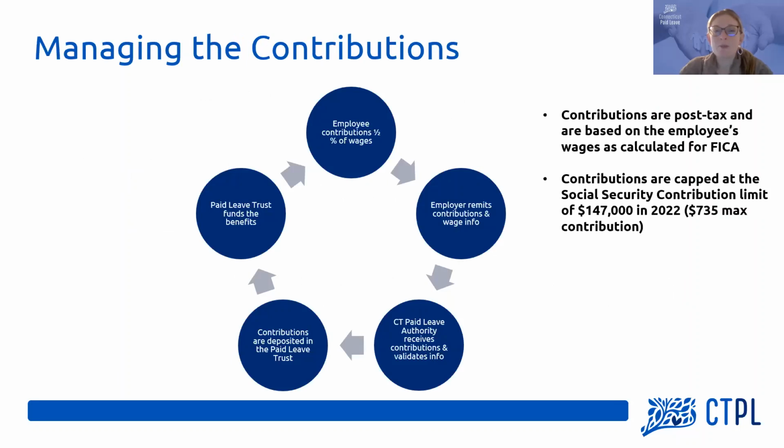Now, I mentioned that employers take a contribution of 0.5% of wages from employee paychecks. Those contributions are post-tax and they are based on the wages as calculated for FICA. And the contributions are capped at the Social Security limit, which has just gone up to $147,000. So that means that regardless of what someone makes over $147,000, they would never contribute more than the maximum, which works out to be $735 per year.